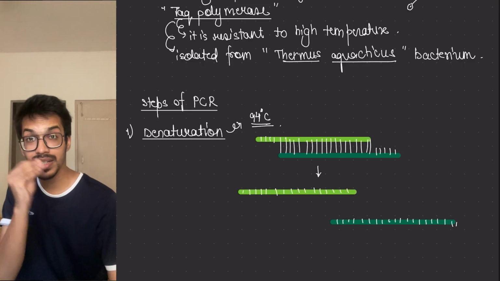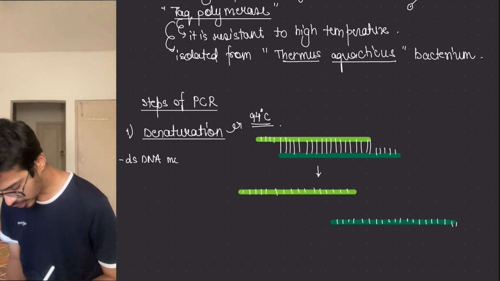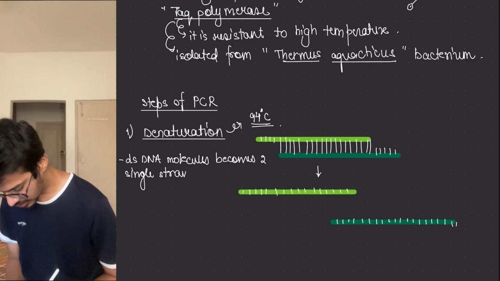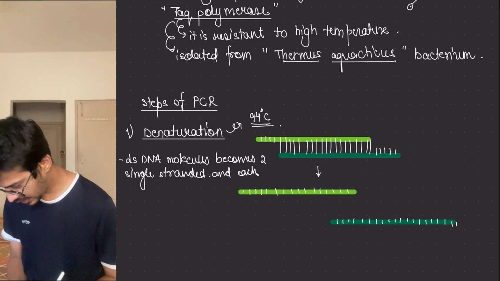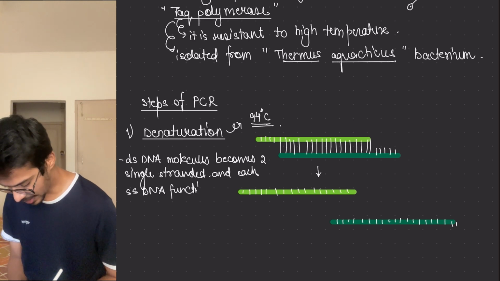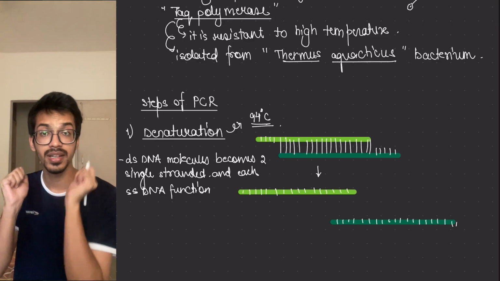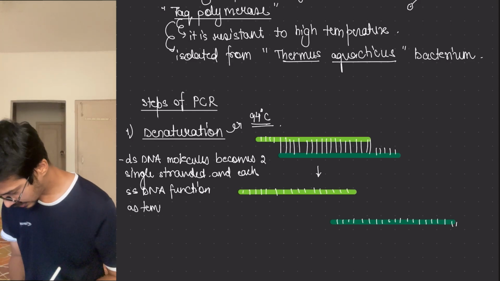So in denaturation, the double stranded DNA molecule becomes two single stranded, and each single stranded DNA functions as a template. Now we will use it as a template, so it will make the other counterpart. So from 1 to 2 DNA that has been made, they function as template.